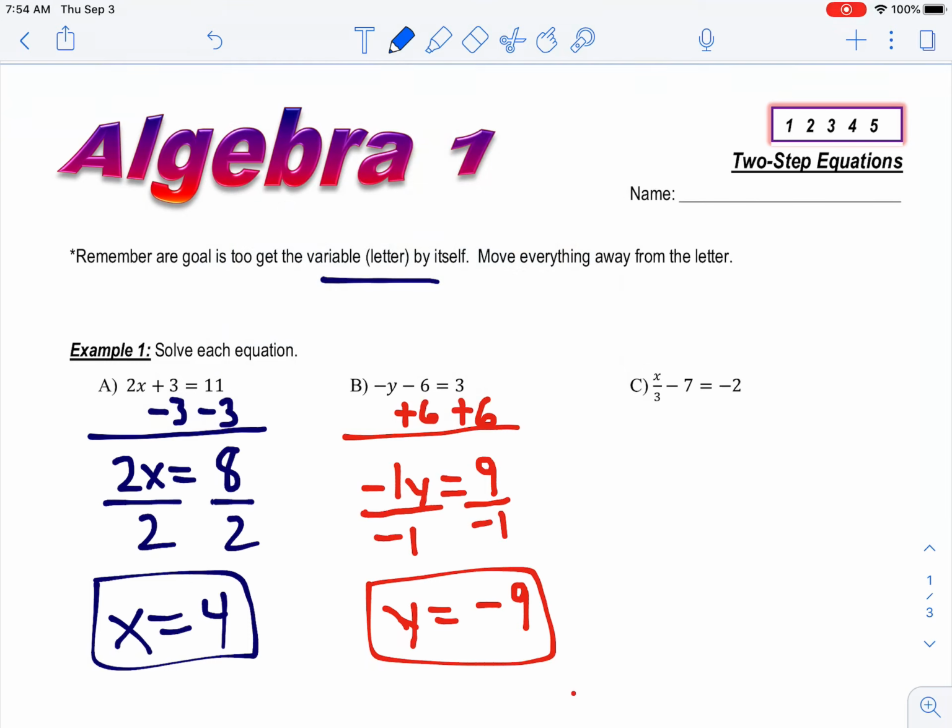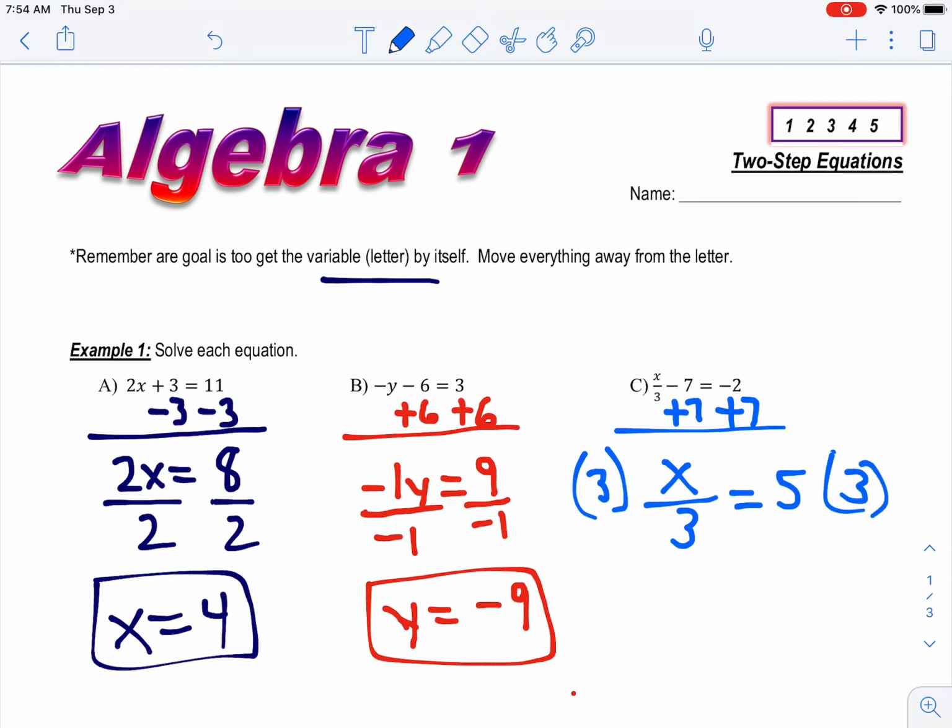Let's go to letter C, not number C. I have x divided by 3 minus 7 equals negative 2. So I need to get that 7 out of there first so that I try to get that x by itself. If I add 7 to both sides, I'm left with x over 3 equals 5. Notice we've copied it exactly how it looks. Now, remember when the 3 is on the bottom, it's technically a division, so the opposite of division is to multiply. The 3's cancel on this side, so x equals 5 times 3 tells us 15.